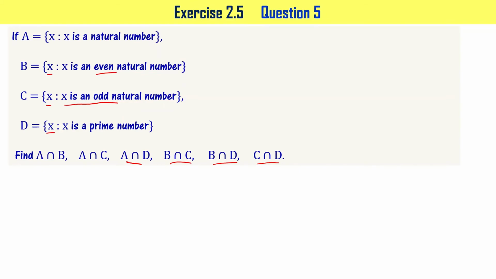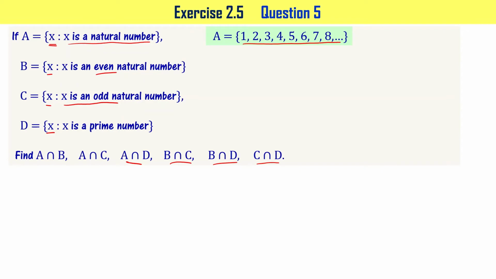So first one is A is a set of elements X such that X is a natural number. It means A is a set of natural numbers, right? Let's write that. A contains elements now 1, 2, 3, 4, 5, 6, 7, 8, 9 and so on. All these are natural numbers, right? The smallest natural number is 1 and you will be writing all the numbers from 1 onwards, right?